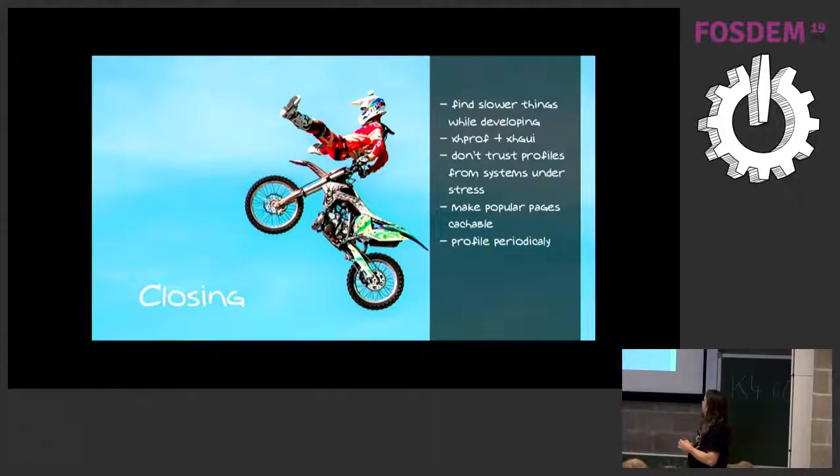Also, what you can take away from this is: make your popular pages cacheable. It will help you a lot. And if you can profile periodically in your development environment, if you have some reference, you will know that your application slowed down while adding new features. Or, for example, you had to do a bug fix and it suddenly takes 1.5 seconds instead of 1 second. Maybe you have to reconsider the fix.